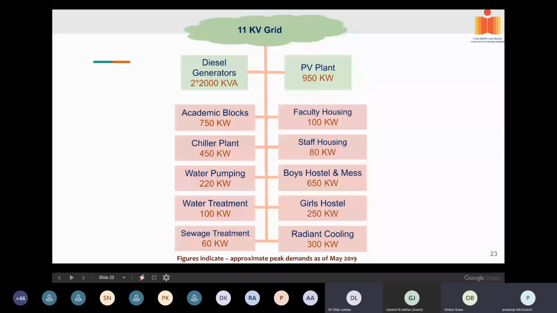Okay, sir. Sir, one question is, sir, is there any revenue generation you are getting? Yes, sir. Okay, the question is about revenue generation.